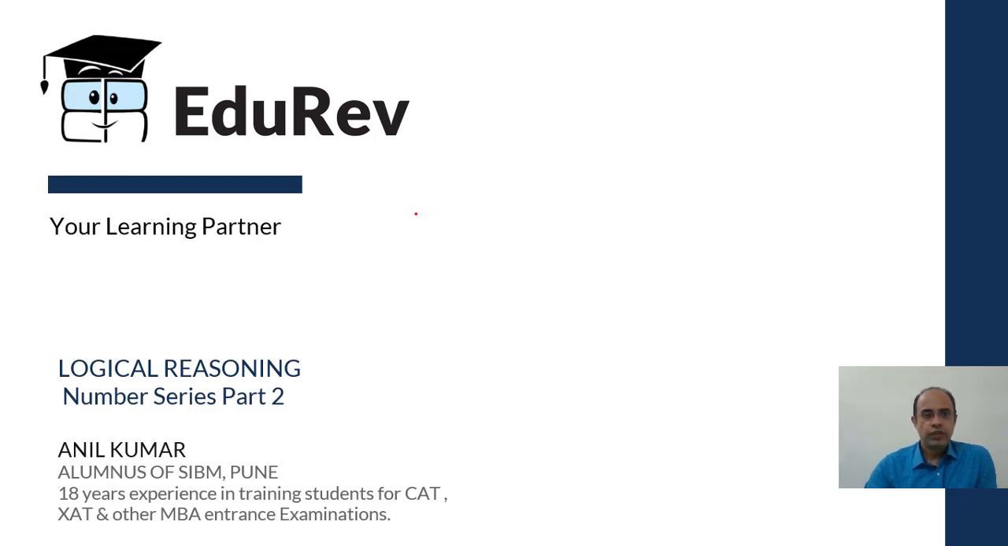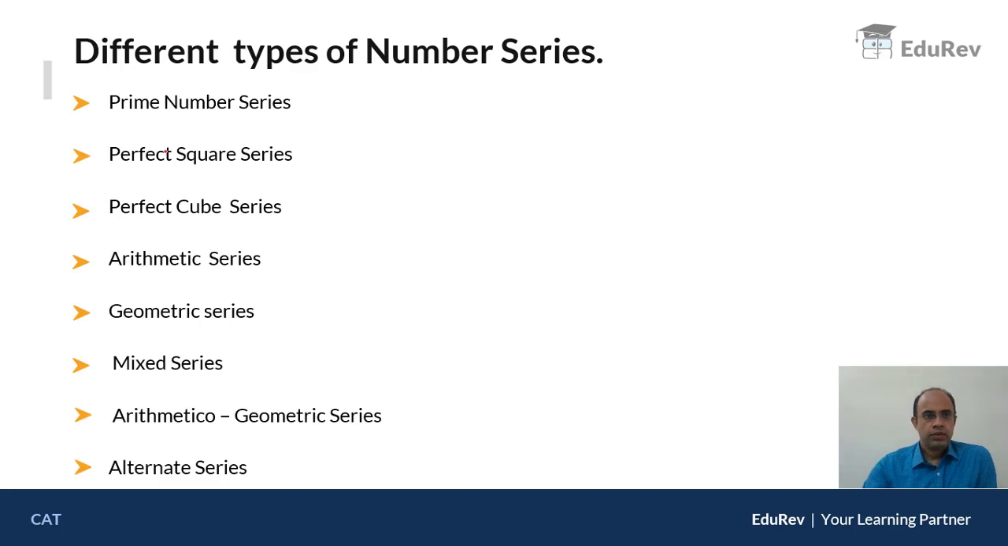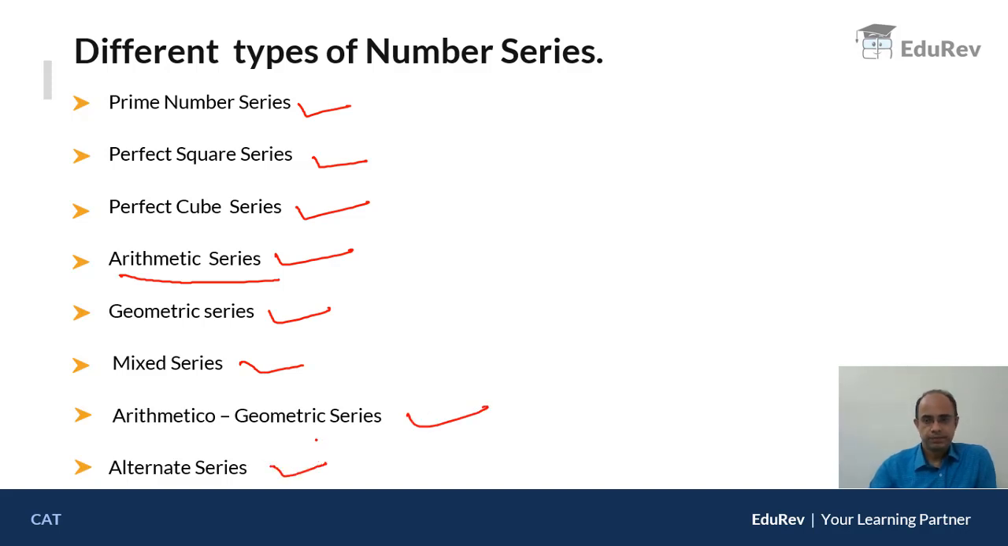Today, we continue with number series part 2. In my last lecture, we covered the first four types of number series: prime number series, perfect square series, perfect cube series, and arithmetic series. Today, we will cover the rest of the types of number series. We'll start with geometric, mixed, arithmetico geometric, and alternate series.